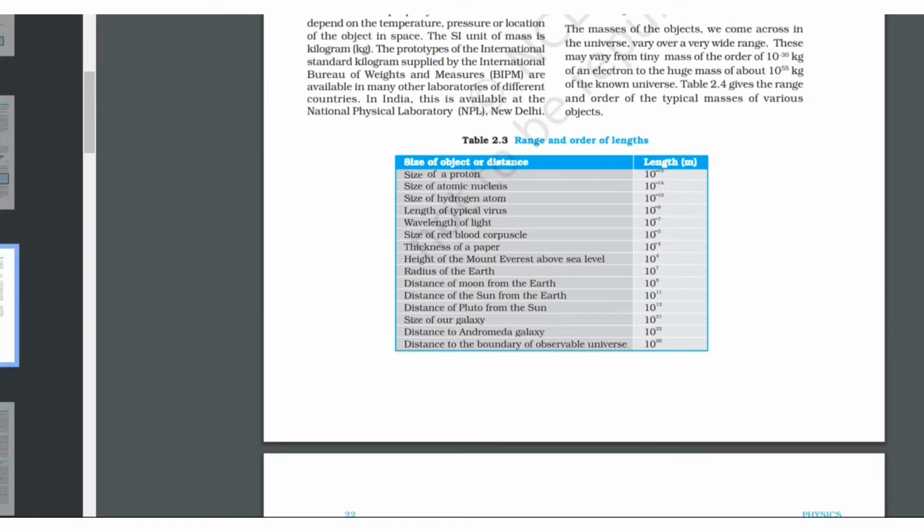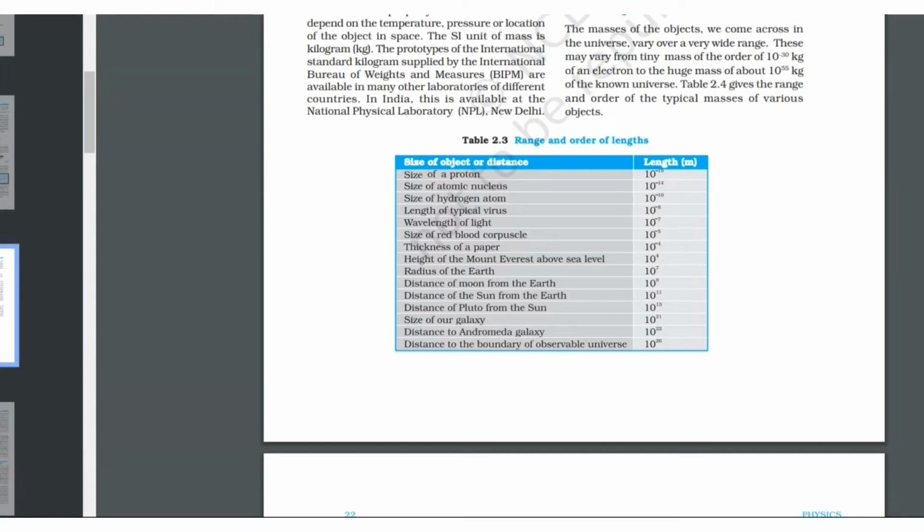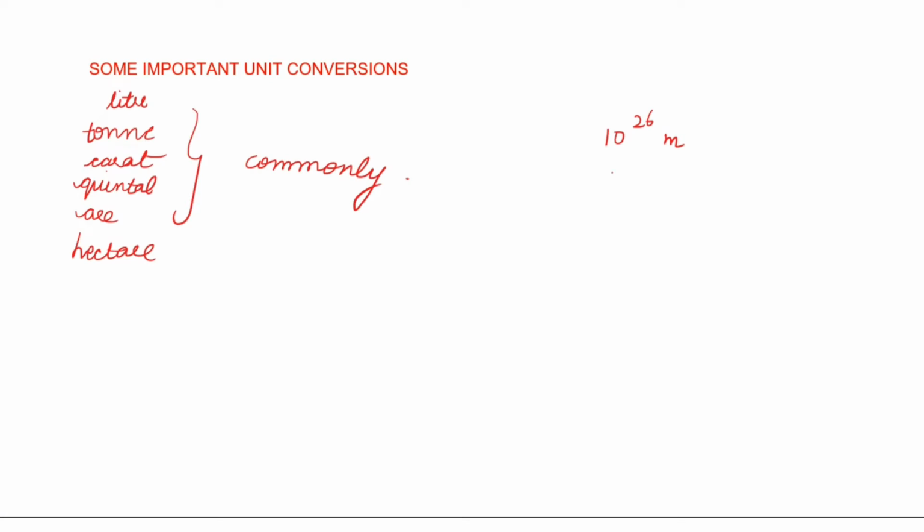Alright. Now make sure to go through the other units as well, and these are some of the commonly used units. And you need to also know about the three special numbers, which are 10 power 26, 10 power 55 and 10 power 17.